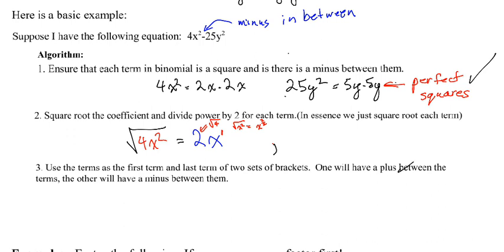So now we're going to take a look at the second variable. The square root of 25y squared. We apply the same rules as before, and we get 5y. Now, we use the two terms we found as the first and last terms in two sets of brackets. And then all we're going to do is put a plus sign in between. So, basically, what we have is something that looks like this.